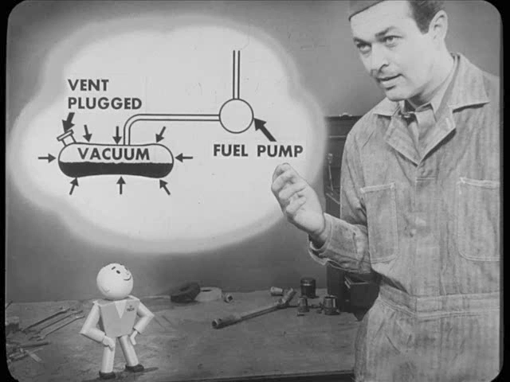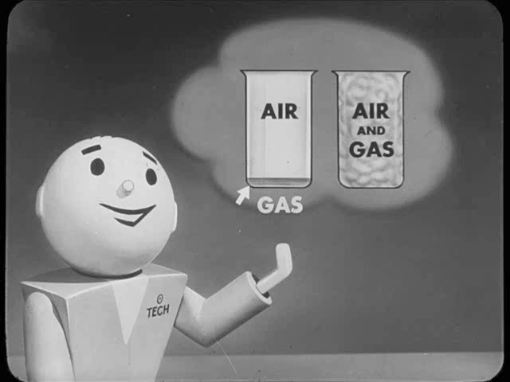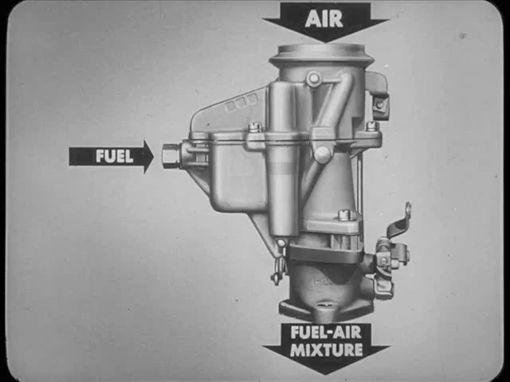Incidentally, atmospheric pressure is a powerful force. For example, if the air vent in the gas tank gets plugged, the fuel pump will cause a vacuum inside the tank, and the tank will collapse. But let's get back to that air that goes through the carburetor. It has to be mixed in with gasoline in the right proportion before it will produce the power you need to run an engine. The carburetor meters the fuel in proportion to the amount of air blowing through it, depending on the demands of the engine.